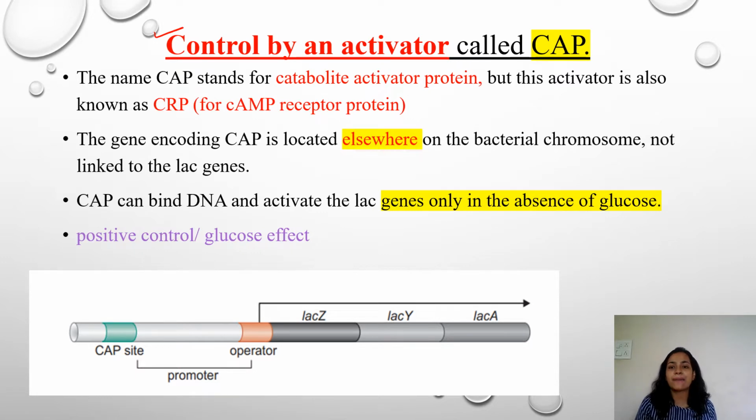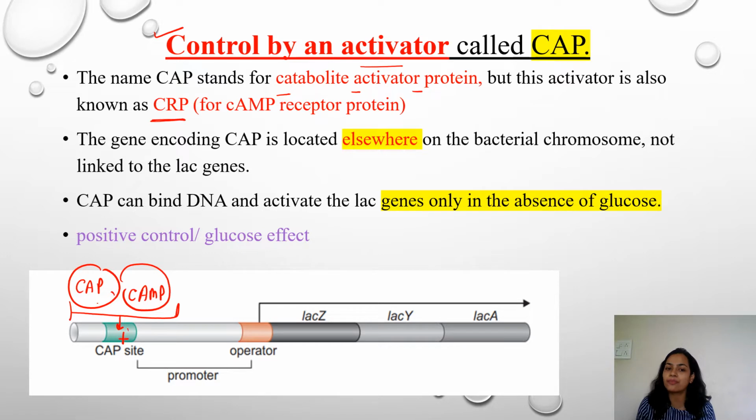This is a CAP protein, which is an activator. CAP stands for catabolite activator protein. Another name for CAP is CRP. Why? Because just now I told you that CAP cannot bind to the CAP site individually. This is the CAP site, you can see here. The CAP has to first bind with another small molecule, cyclic AMP, and then this combined structure will go and bind to the CAP site.